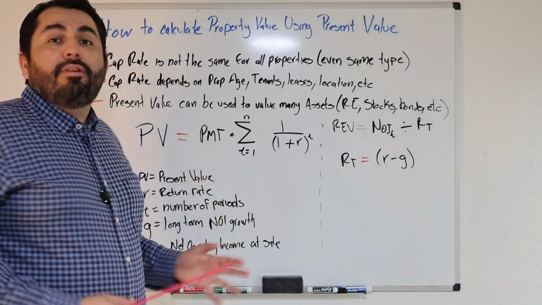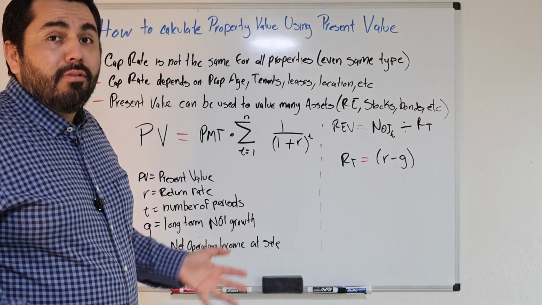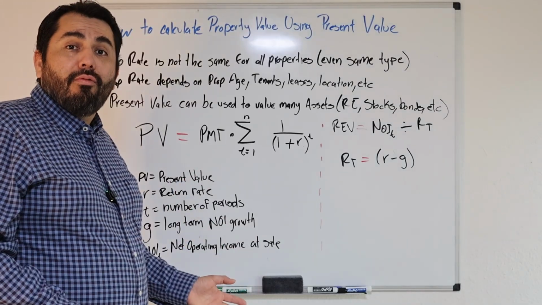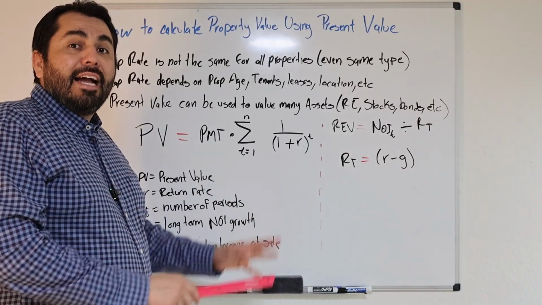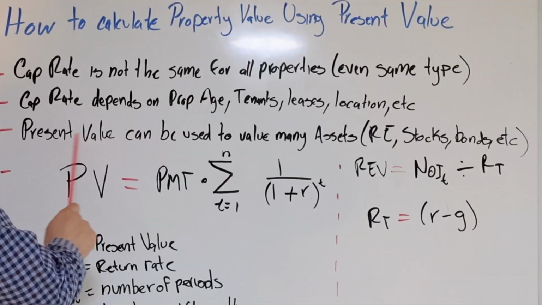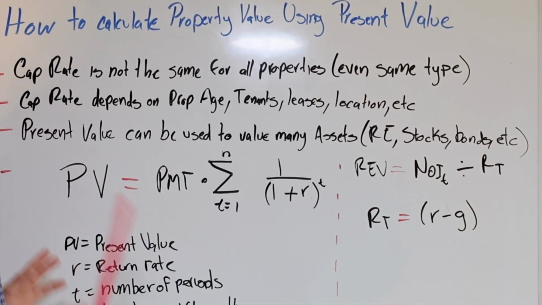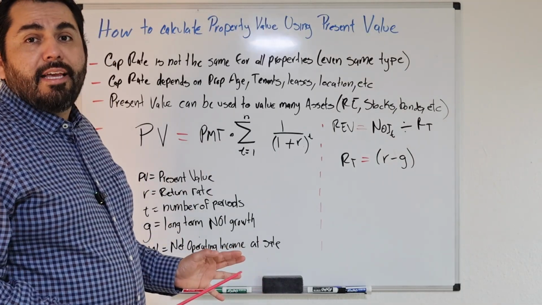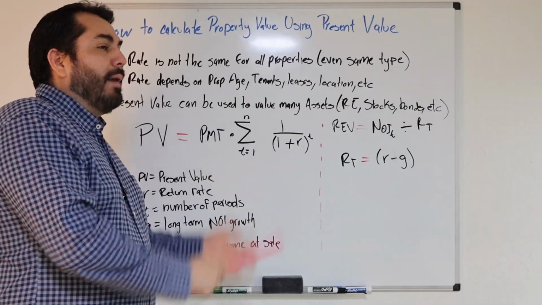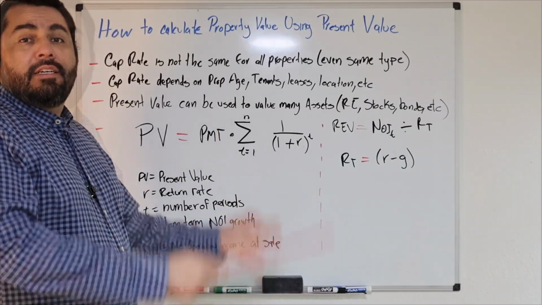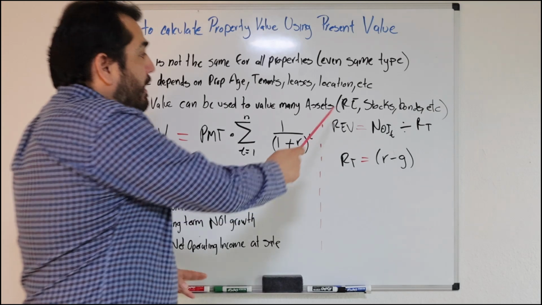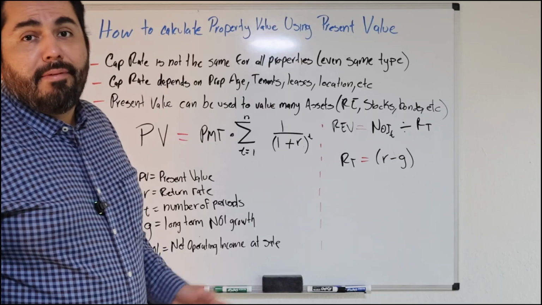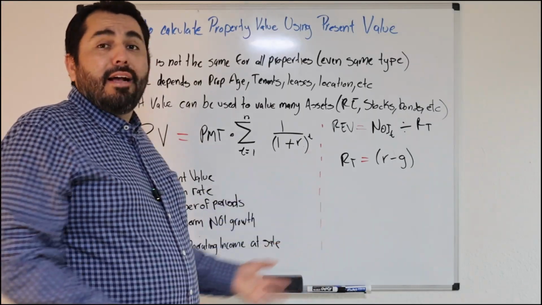So that's why you cannot always use the cap rate to calculate the price of a property, especially when you are going to make an offer. You better calculate with the cash flows using this method. So present value can be used. This is a formula that you can use not only to value real estate, but any kind of asset that produces income, like real estate, stocks, bonds, or many things, maybe even machinery that you rent out.